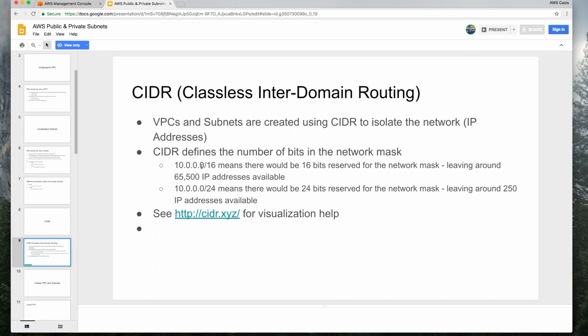So this is how we segregate network traffic. This is how we allocate IP addresses to a specific VPC and then to those underlying subnets. And one way we can control access is to assign a set of IP addresses that are non-routable to a private subnet.